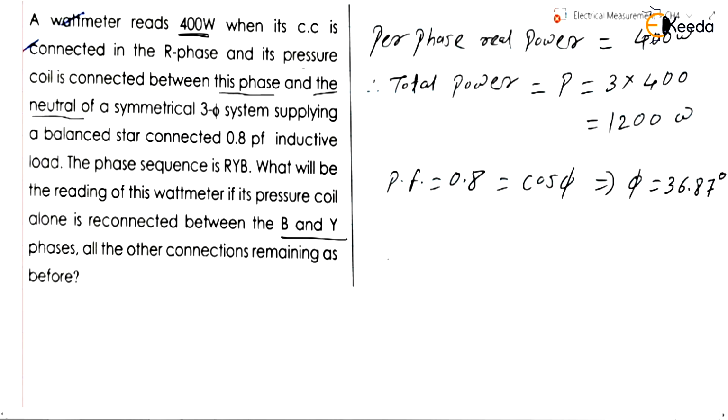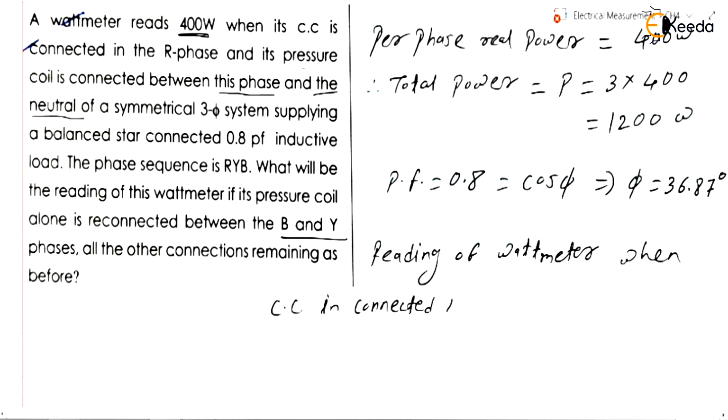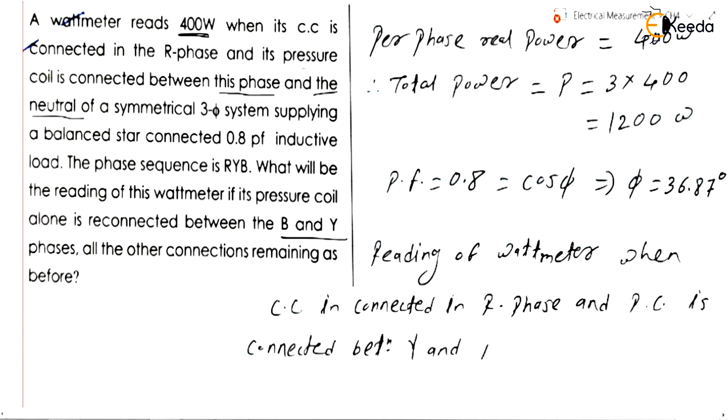Okay, so we have already discussed it. The reading of the wattmeter when connected in this way, I am writing like this: when the current coil is connected in the R phase and the pressure coil, potential coil, is connected between the Y and B phases, what is the reading of the wattmeter? It is equal to the total reactive power divided by root 3.